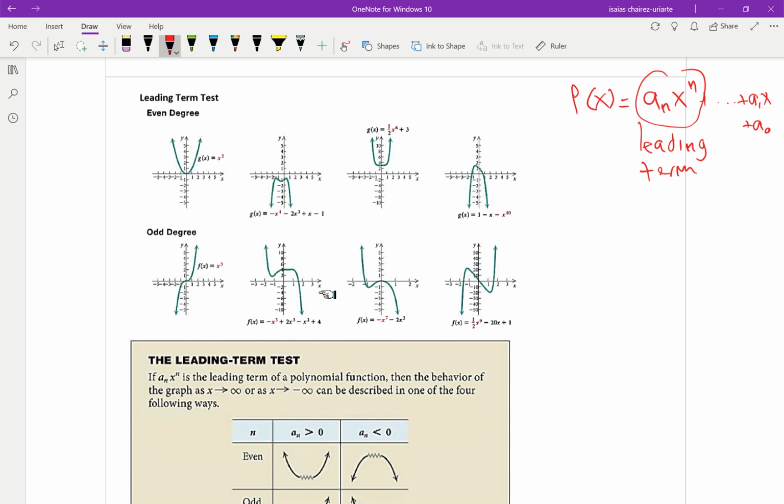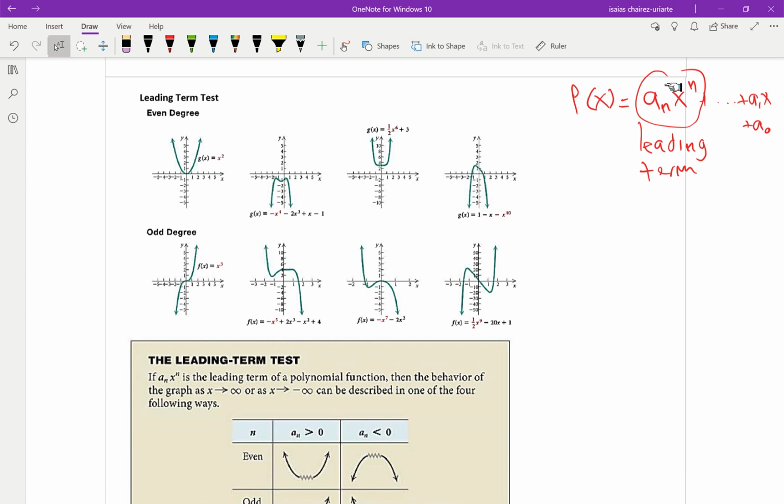Okay, so just based on the leading term, you can get a lot of graphical information about your polynomial. It helps to have the polynomial written in descending order, from highest exponent on the left to lowest exponent on the right. If you have it in that format, it's easy to identify the leading term, and then you can tell a lot of information about the graph of the polynomial.